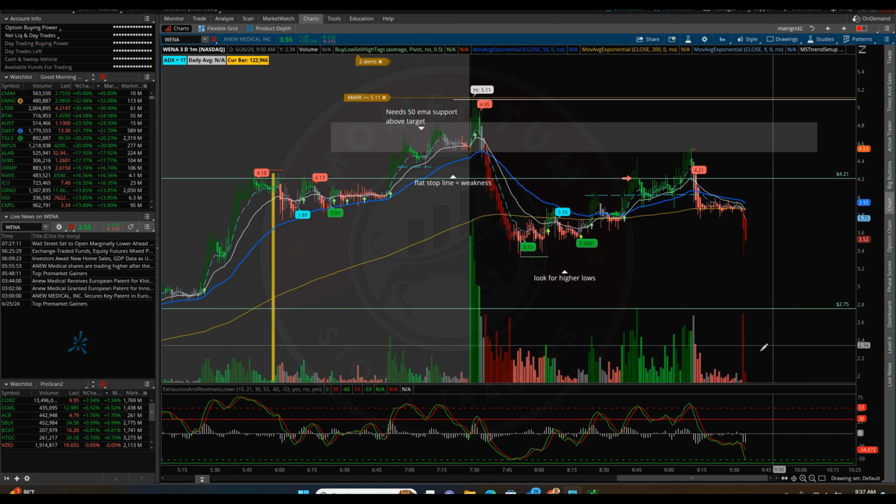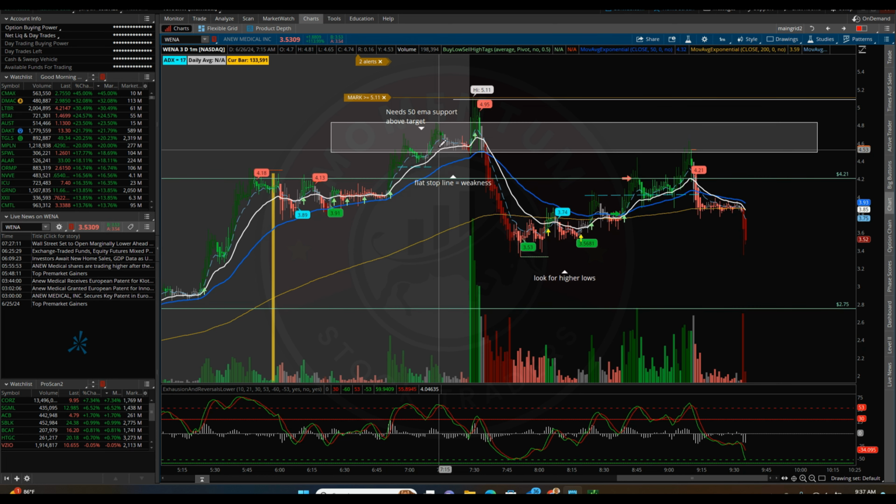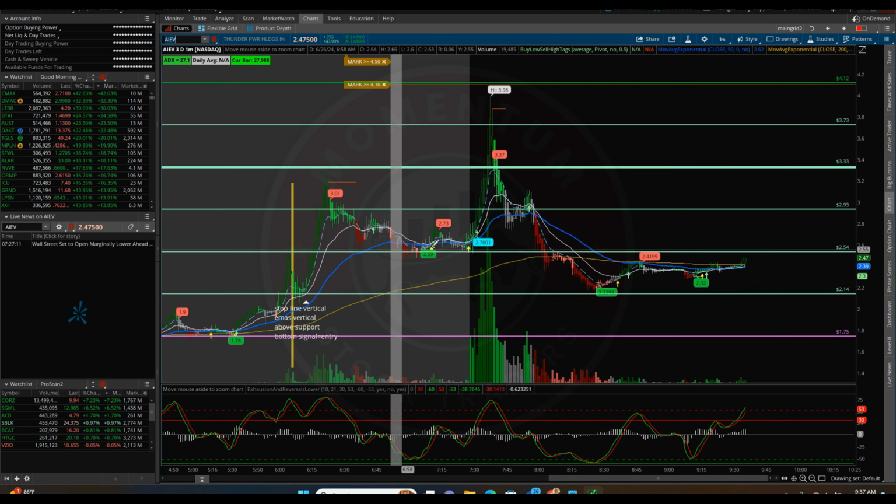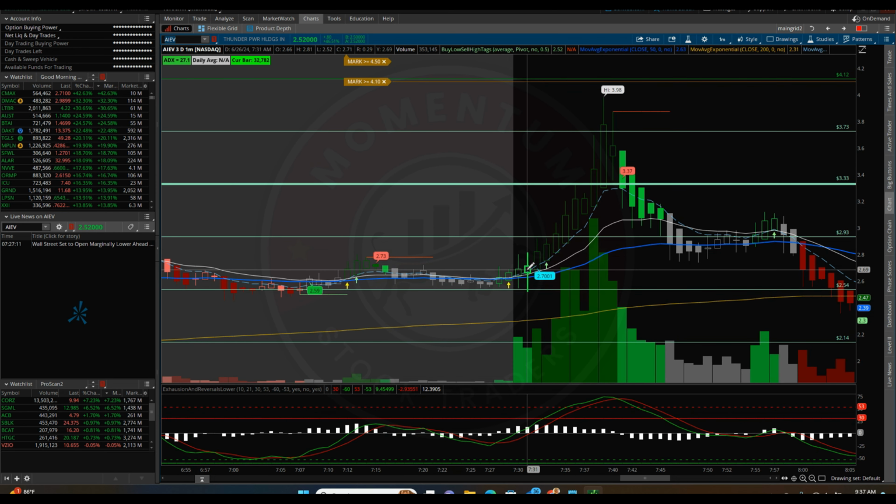They work really well. But again, once you're above a target, it's going to have to prove these continuation levels. And in this case, we didn't have it on WENA. AIEV did. It continued a little bit for us. It gave us some really good trades. We had a flattening out of the 50 EMA here, but then things started to set up above that. And so that's why we were able to take that.